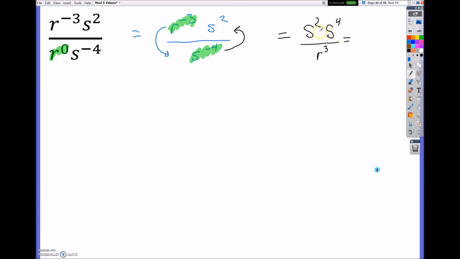Now we just remember our old rules: I have s to the second times s to the 4th. That'll reduce to s to the 6th power all over r to the 3rd power. There's nothing more I can do there, so it stops right there.